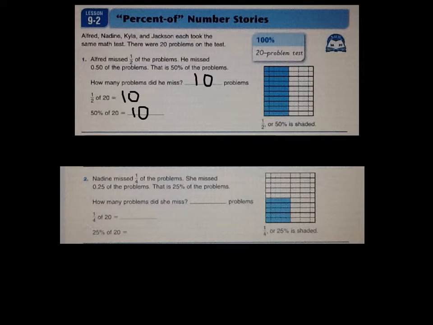Let's also take a look now at problem number 2 on the same page. It says Nadine missed 1/4 of the problems. She missed 25 hundredths of the problems. That is 25% of the problems. How many problems did she miss? 1/4 of 20 equals blank, and 25% of 20 equals blank. Turn and talk with your math partner about how you would go ahead and solve this problem. Then do it on your paper.